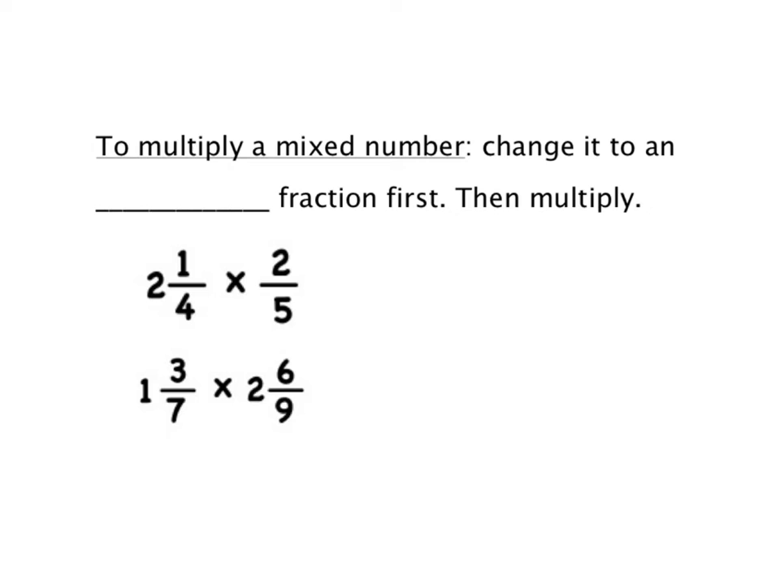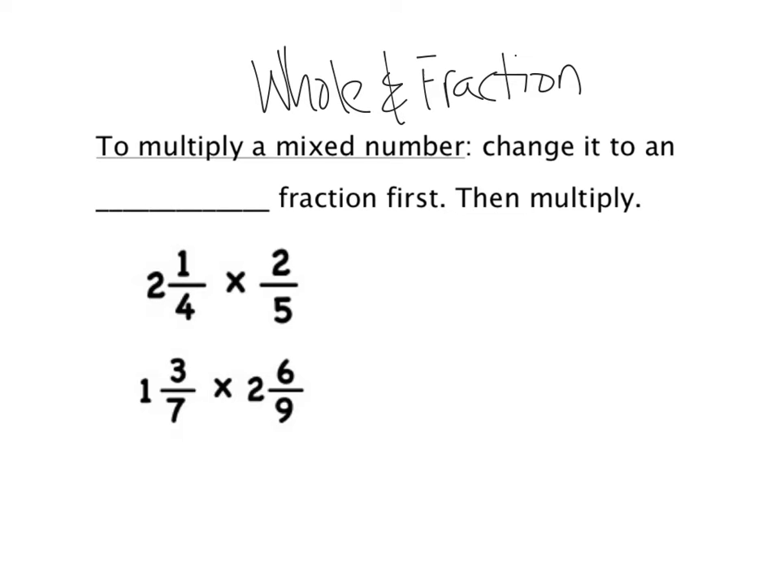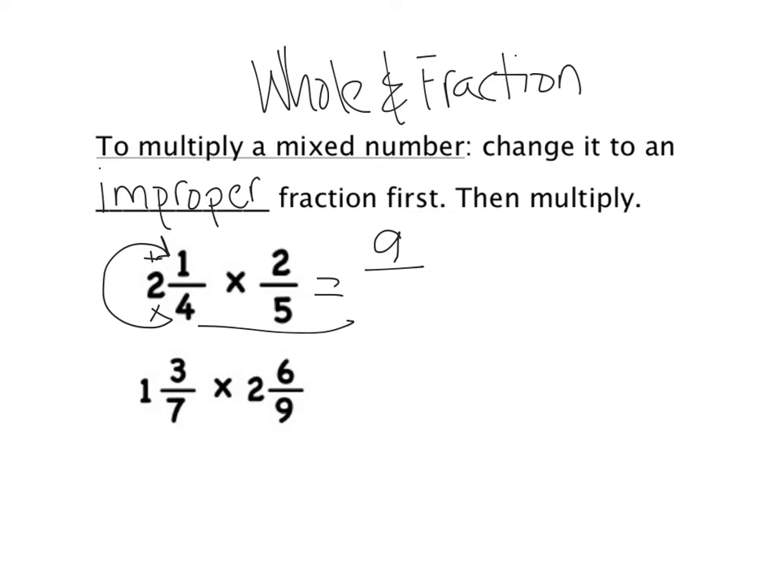Next, to multiply a mixed number, that's a whole number and a fraction, change it to an improper fraction first. That's where you multiply the denominator and add the numerator. And then go ahead and rewrite it. So 4 times 2 is 8, plus 1 is 9. Denominator stays the same. Times 2 over 5.